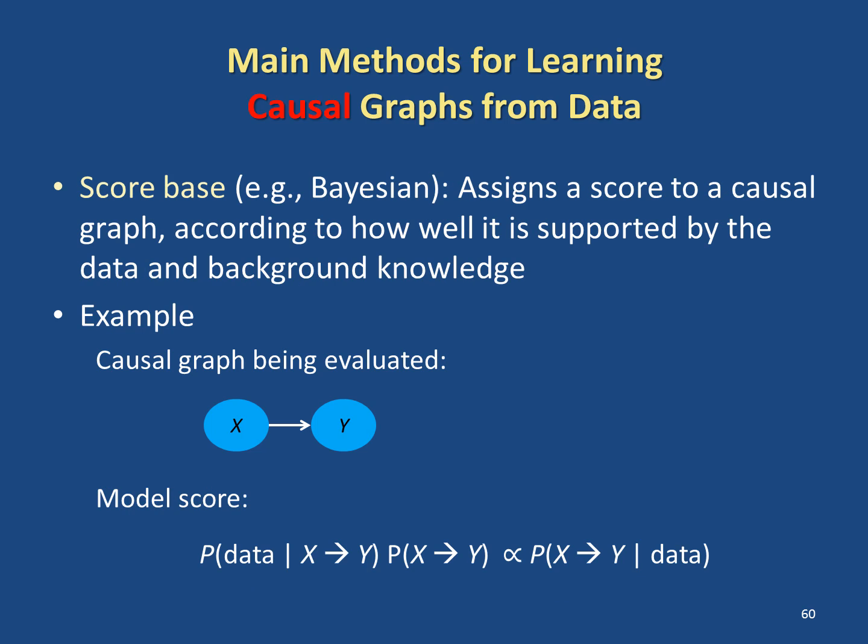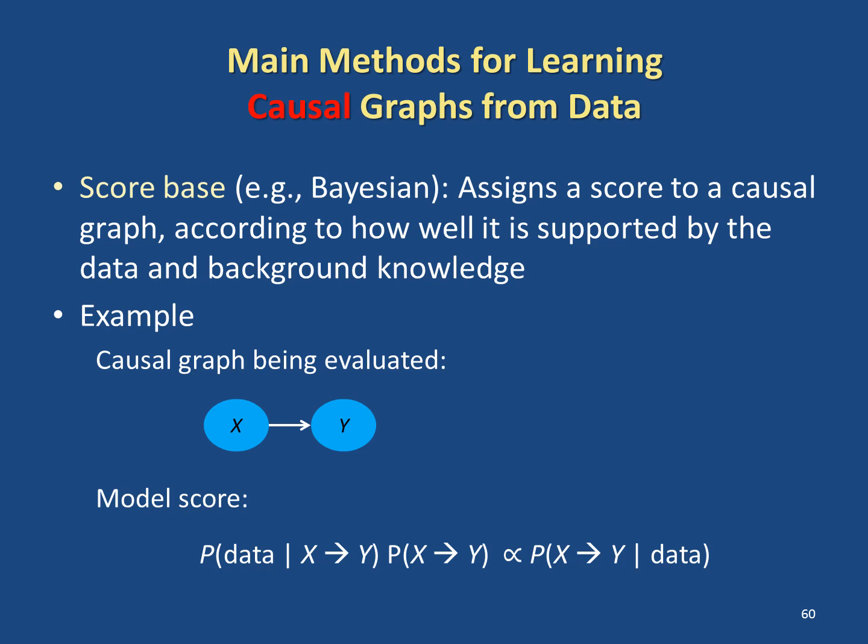Score-based, and one of the main types of score-based models are Bayesian models. They assign a score to a causal graph according to how well it's supported by data and background knowledge. So if we go back to our example with X causing Y, the Bayesian score would be the probability of the data given that we have this causal graph, X causing Y, times the prior probability of the causal graph that X causes Y. And many times, users will decide to make the prior probability some sort of non-informative prior or uniform prior over the causal possibilities, and have the data kind of drive the score.